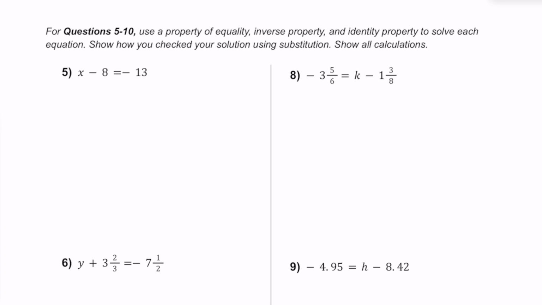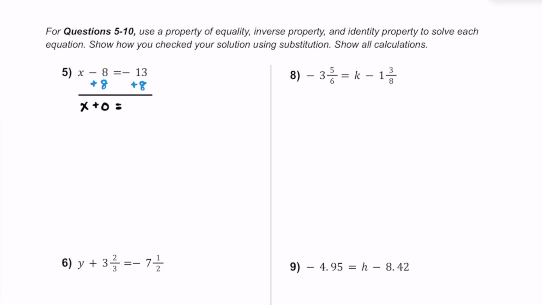All right, so for number 5 here, the property of equality I'm going to use is the addition property of equality. Let's go ahead and add 8 to both sides. That's the addition property of equality. Then once you do that, we're going to have negative 8 plus 8, and using the additive inverse property, that's just going to be 0, right?